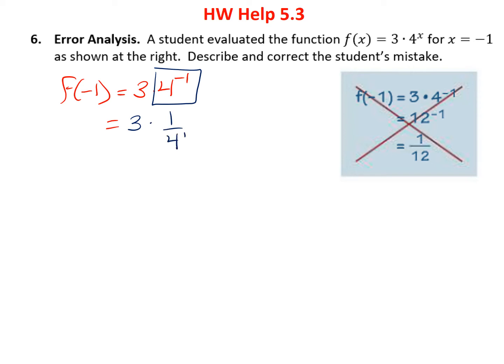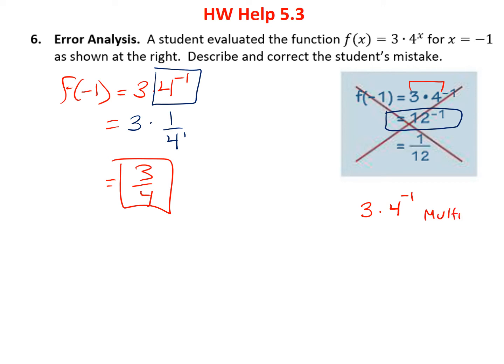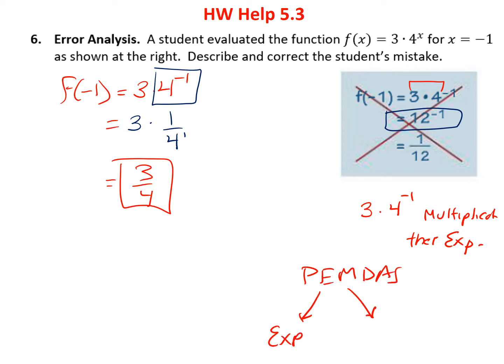At this point I'm looking over here at what they did, and I notice that he didn't do that. See, if I finish this out, I'm going to end up with 3 over 4 as my answer. But he actually multiplied this. In other words, when he had 3 times 4 to the minus 1, he did the multiplication, then he did the exponent. But remember PEMDAS. Which comes first? Exponent comes before multiply.